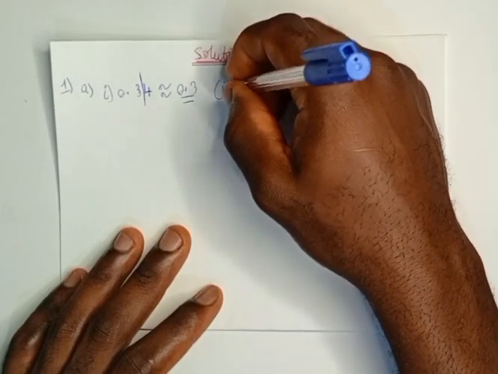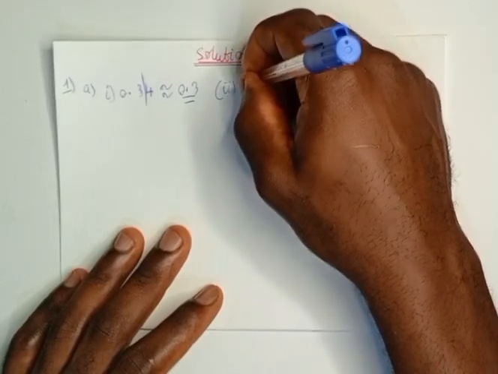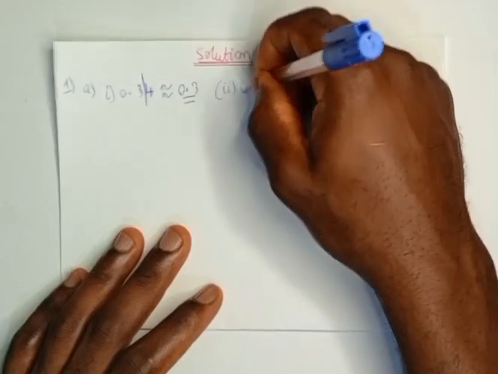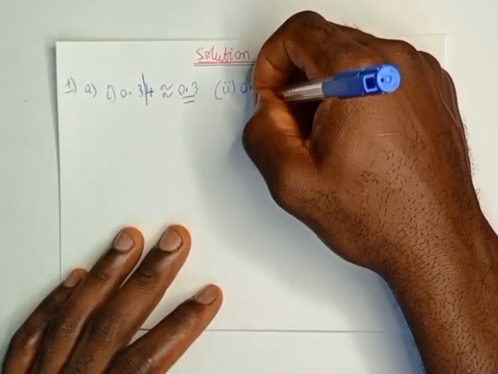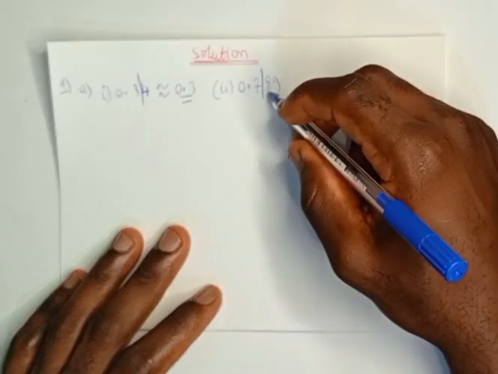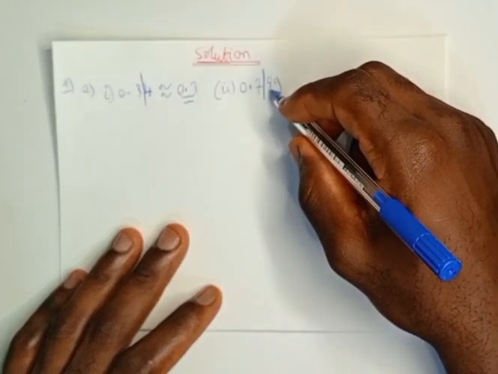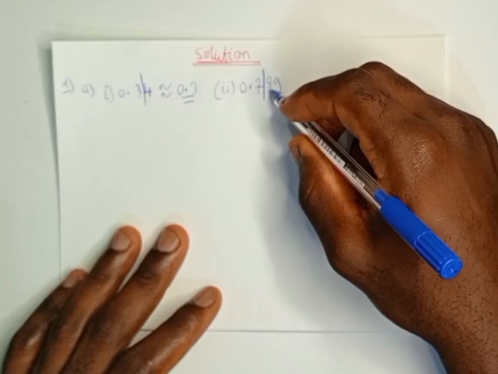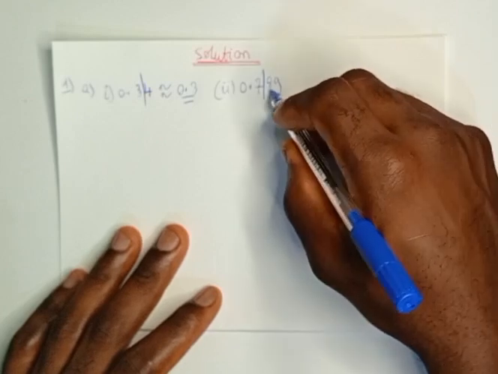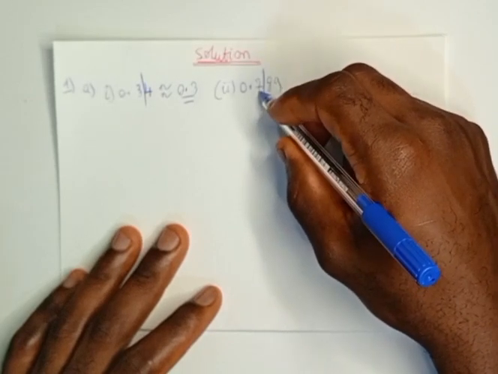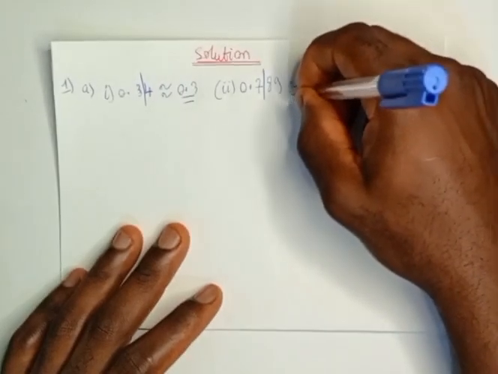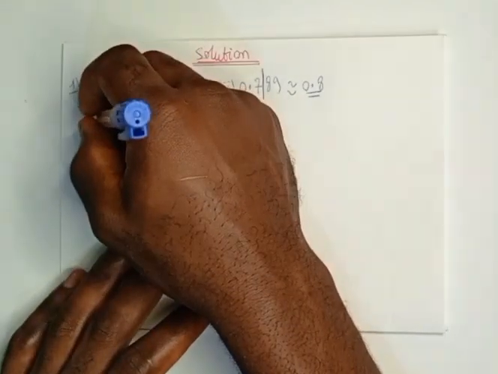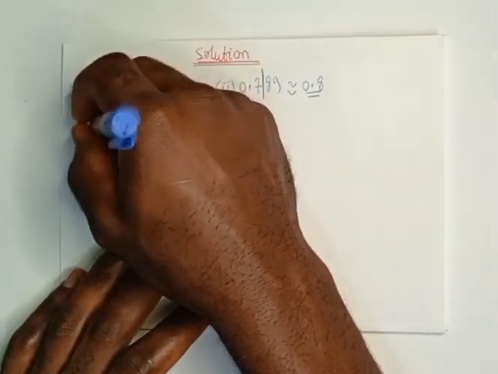We take 2i. For 2i, we have the number 0.789 to one decimal place. 1. We round off here. The digit at the second decimal place is 8, which is greater than or equal to 5. It is rounded up to 1. We are going to add the 1 to this 7/10, and this will give us 0.8.